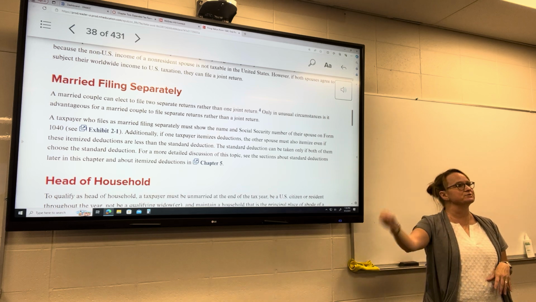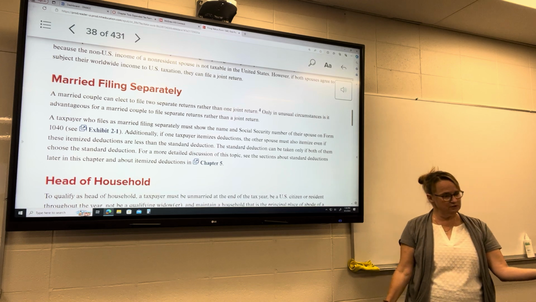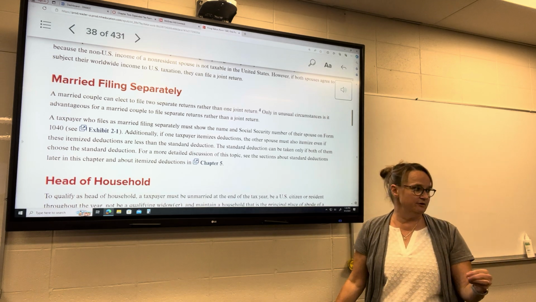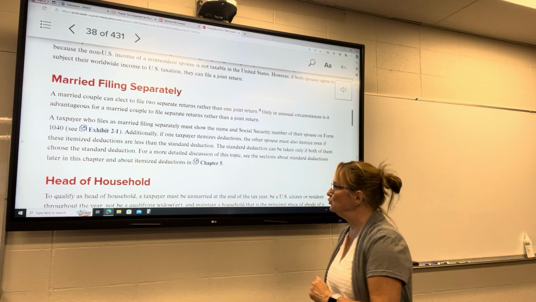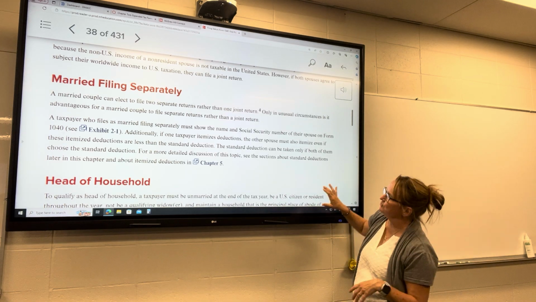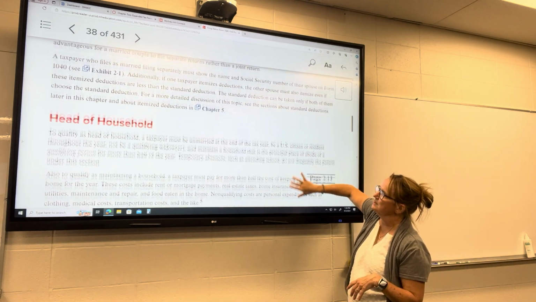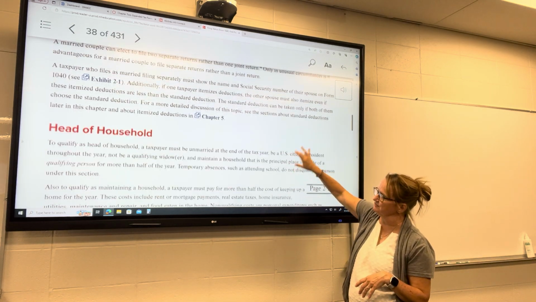If one of you was able to take the standard deduction and the other was able to take itemized deductions, you'd be getting an unfair advantage that you wouldn't get otherwise. Also, there are certain credits that you're not eligible for when you're married filing separately. We'll talk about all that stuff more, the itemized deduction part, in chapter 5.